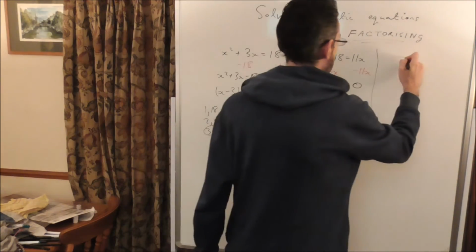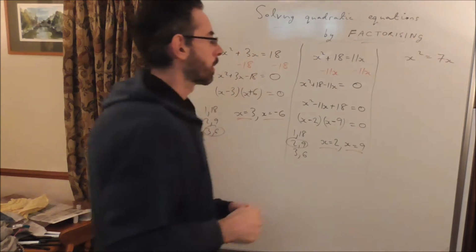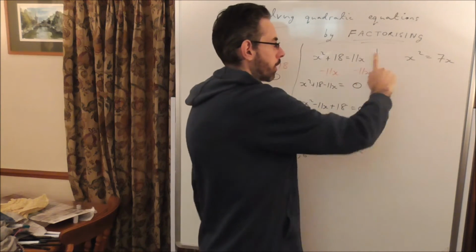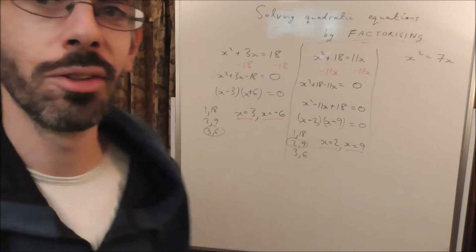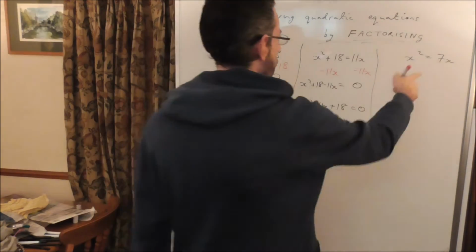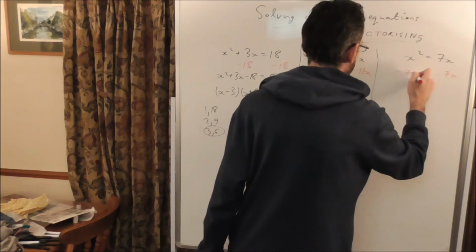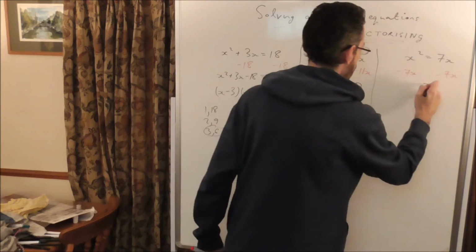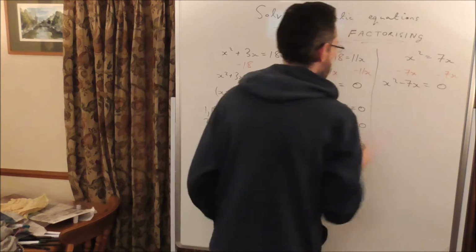Let's do x squared equals 7x. Now notice this equation has only 2 terms. It doesn't have a number term, but it's still a quadratic equation because it's got an x squared term. So you do exactly the same method. First step is to get 0 on one side. So you can take away 7x from this side and from this side as well. And you'll have 0 on the right hand side. Left hand side you've got x squared minus 7x.